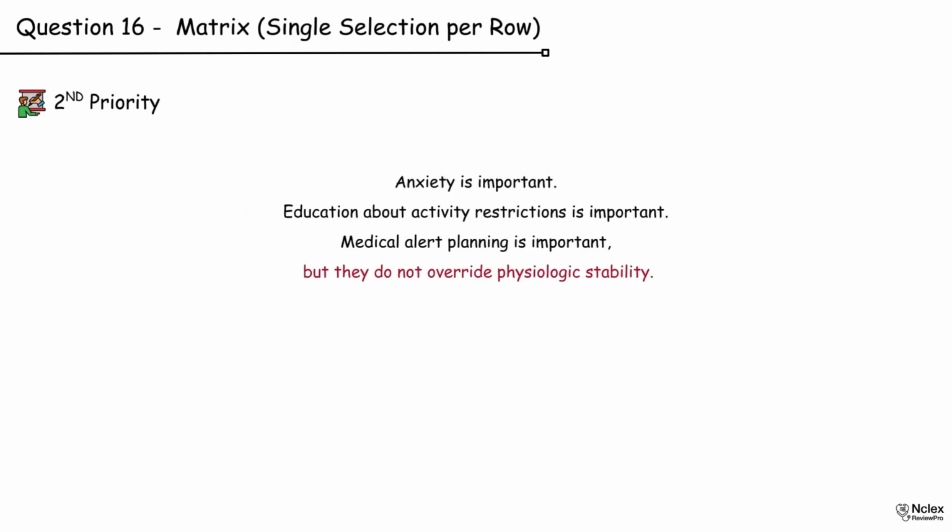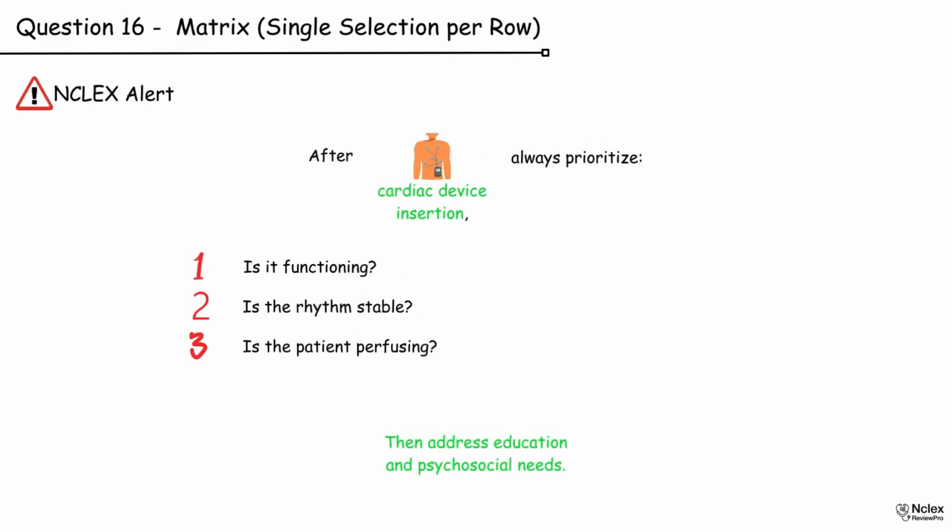Those are physiologic, life-preserving concerns. Now let's look at the secondary priorities. Anxiety is important. Education about activity restrictions is important. Medical alert planning is important, but they do not override physiologic stability. Here's your NCLEX alert. After any cardiac device insertion, ask yourself 3 questions. Is the device functioning? Is the rhythm stable? Is perfusion adequate? Only after those are confirmed do you move to education and psychosocial needs.